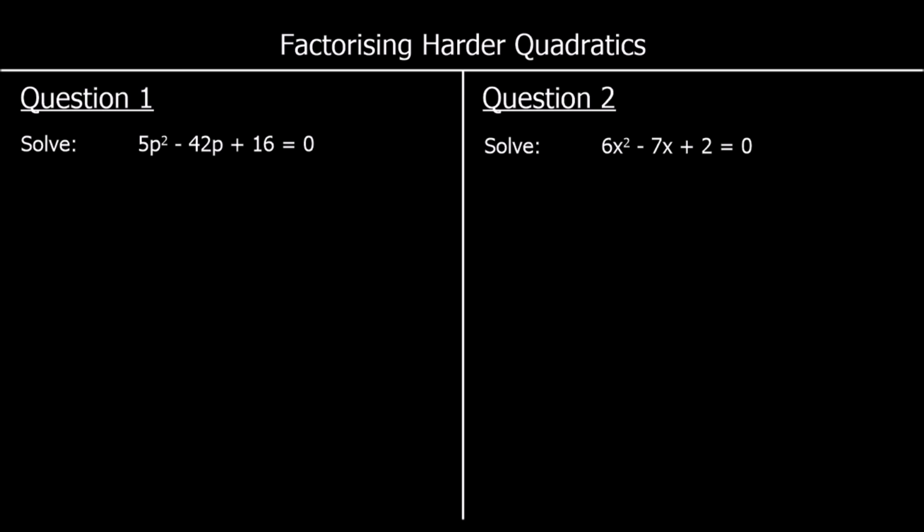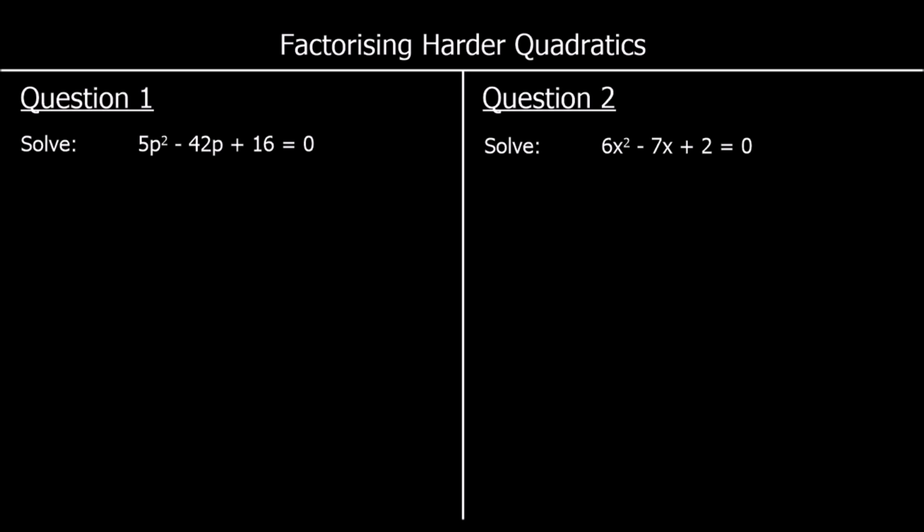And let's finish up with 2 questions. So pause the video, give them a go, and press play when you're ready for the answers. So question 1, we've got 5p squared minus 42p plus 16 equals 0. We're solving, and we're going to do that by factorizing.